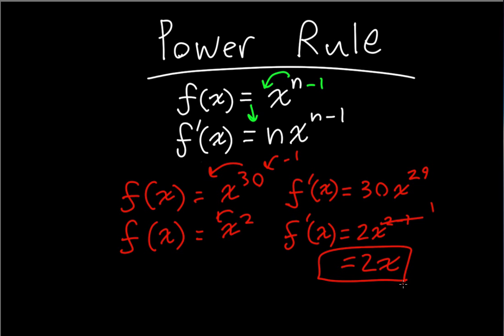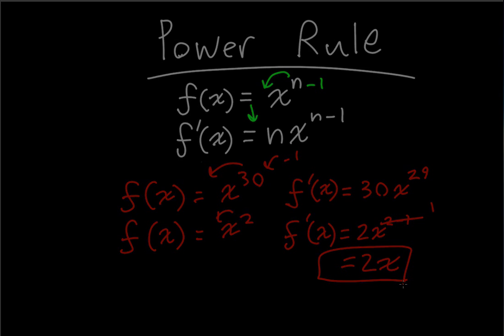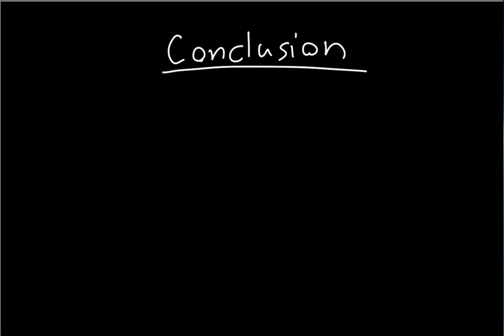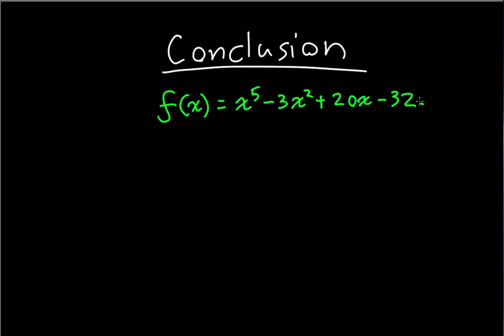Now there's one more example I'd like to do just to sum all of these up. All right, now for one last example. So we're going to have some function of x, and that's going to be equal to x to the 5th minus 3x squared plus 20x minus 32. Now, how about 3200? Ooh, okay. How are we going to find the derivative of this?